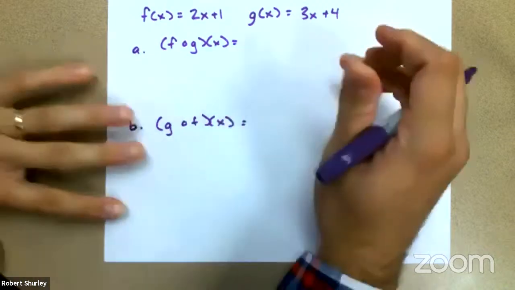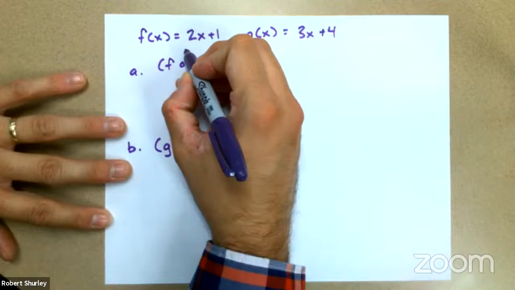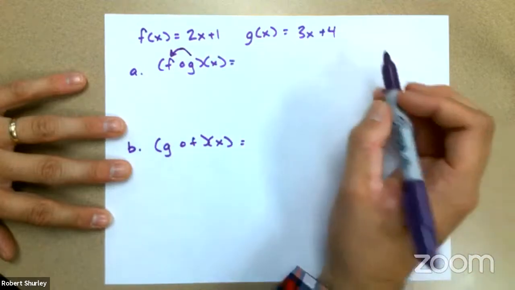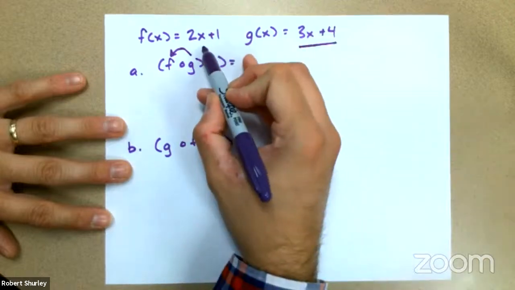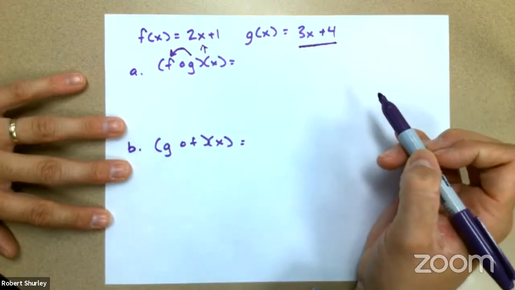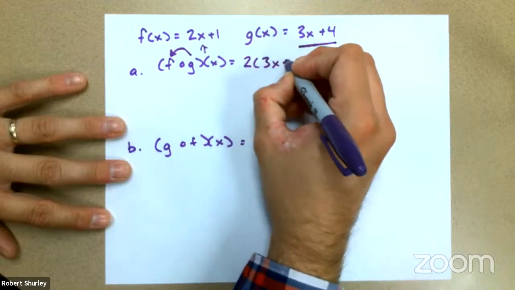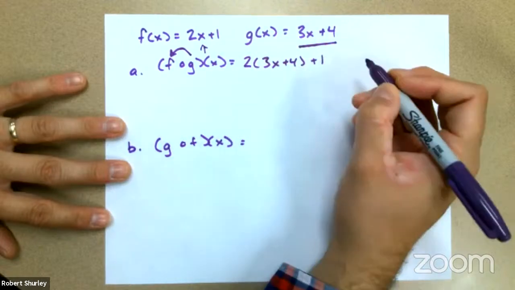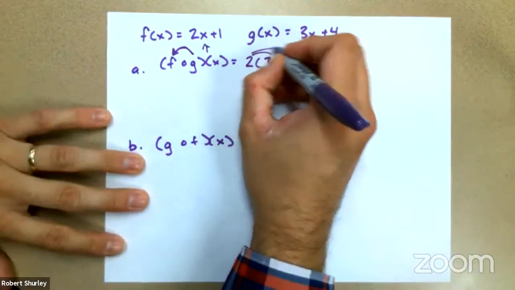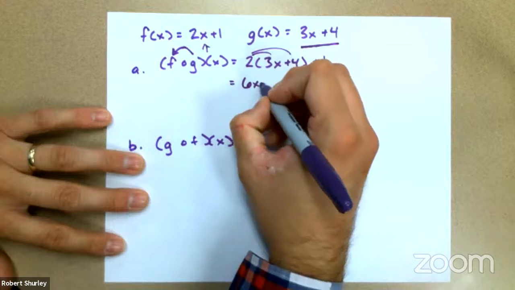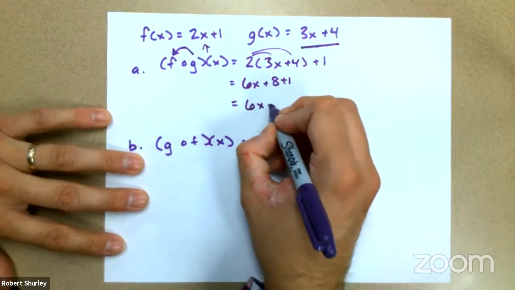Okay. So let's see here. I'm going to take the g function for this first one. I'm going to plug it into the f function. So what that means is I'm going to take this entire equation and plug it into that x value for the f. So I get 2 times 3x plus 4. Distribute the 2, and I get 6x plus 8 plus 1. So I wind up with 6x plus 9.